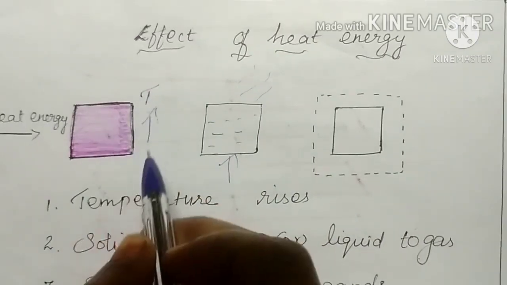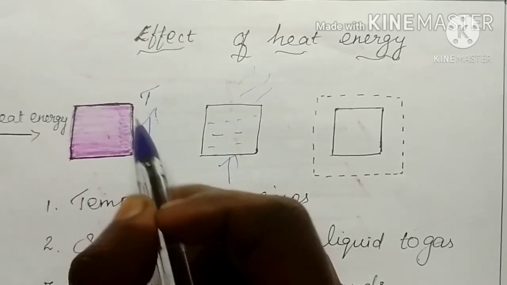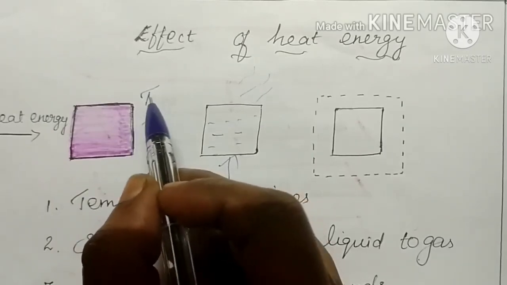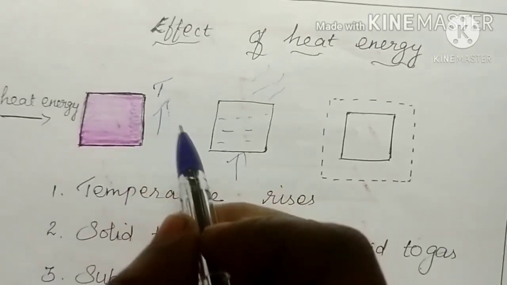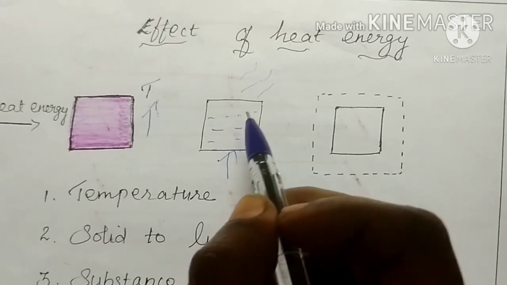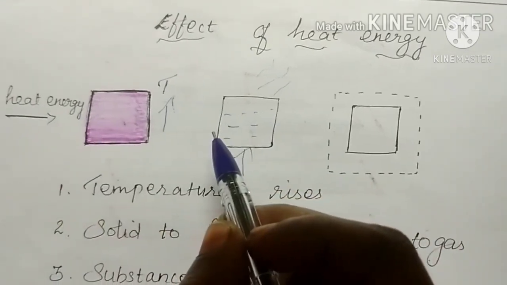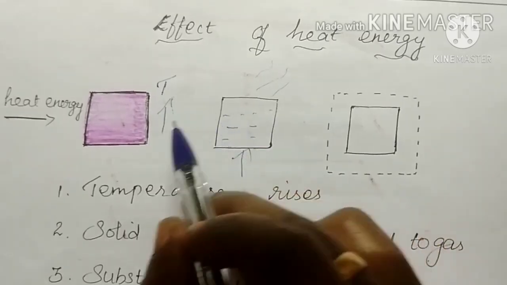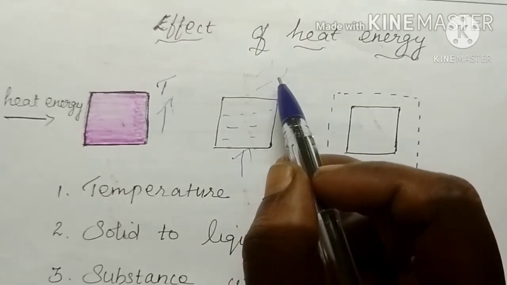See, when we are heating a substance, we are giving heat energy to the substance. What are the changes we can observe here? First of all, we can see the temperature increases. The next one, the solid will become liquid. Change of state takes place when we are giving heat energy to the substance. Solid will become liquid, and liquid may change to gaseous state.